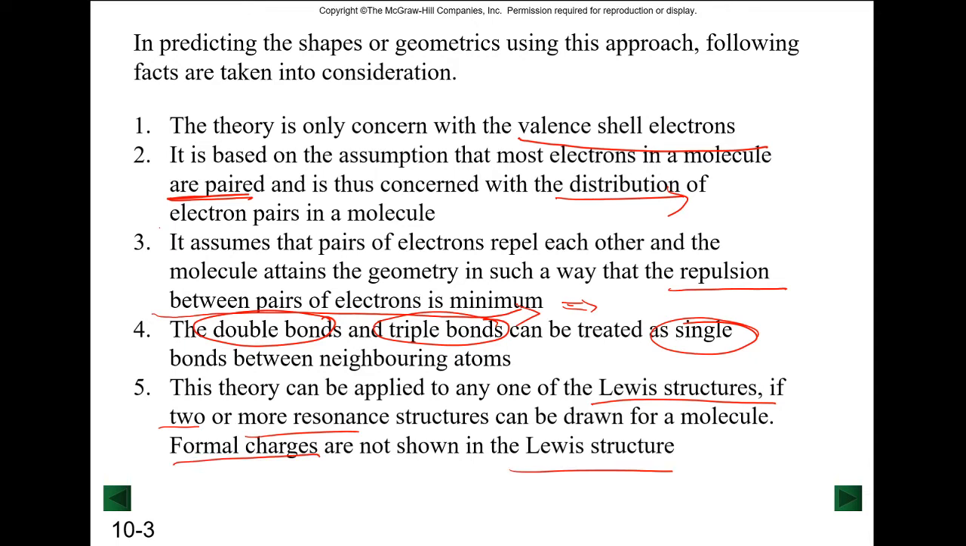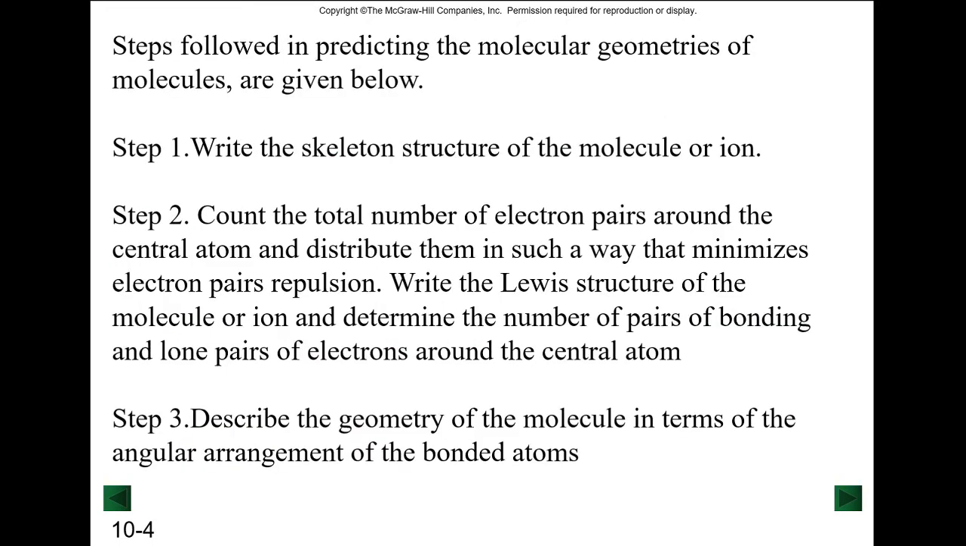So now, what do we do? First things first, we draw the skeleton structure of the molecule. If you want to determine what the shape is, we first draw the structure of the molecule. Then, from the structure of the molecule, we determine the electron pairs on the central atom and distribute them equally to minimize electron repulsion. Then after we do that, we can describe the geometry of the compound or the molecule.